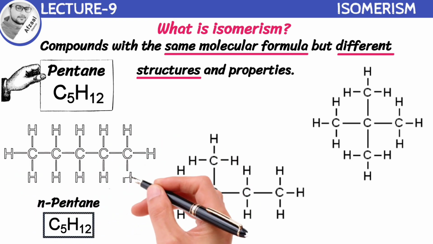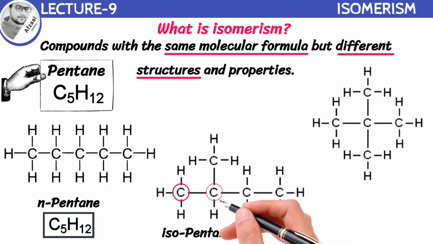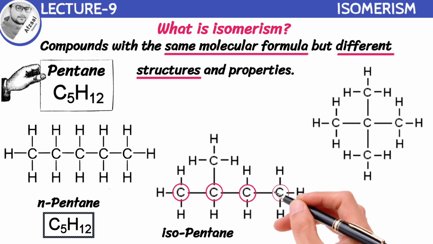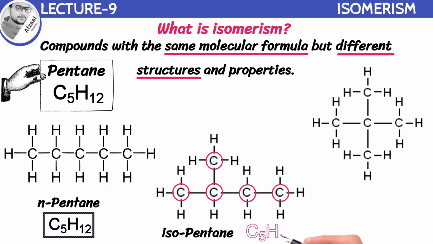Next we have another structure of pentane, isopentane. This isomer has 4 carbon atoms in a row, and 1 carbon atom branching off from the second carbon atom. The molecular formula of isopentane is also C5H12.